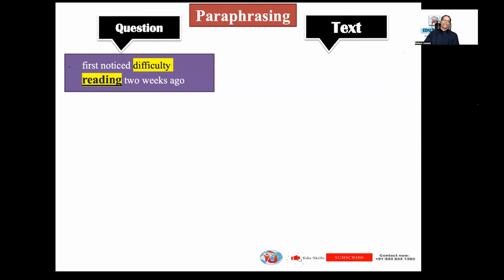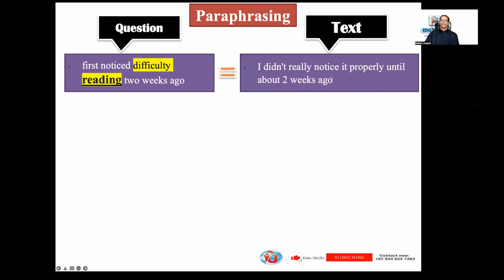See, the question statement says, first noticed difficulty 2 weeks ago. What is the paraphrasing used? I didn't really notice it properly until about 2 weeks ago. Same thing expressed in different ways. That's why we call it paraphrasing. And I'll tell you, listening part A is mostly the same thing. If you are able to be competent in paraphrasing, you do it very easily.